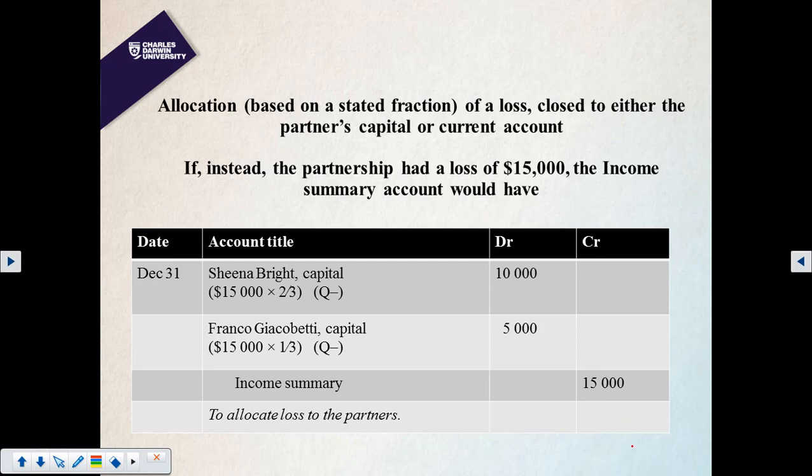Very good. So capital is debit for both of them, and we are using the same fraction, 2 by 3, 1 by 3. Income summary is going to be credit. Usually when it is a loss, income summary has a debit balance, so you are making it credit, meaning the loss is going out from our account.